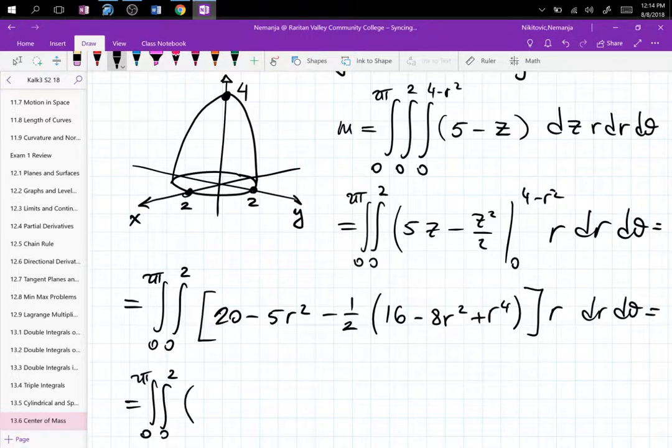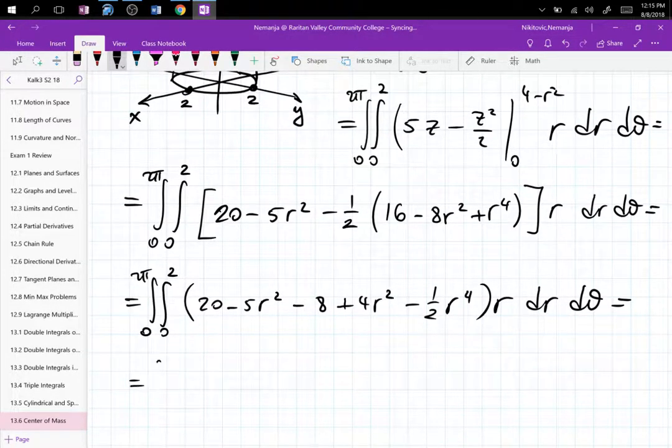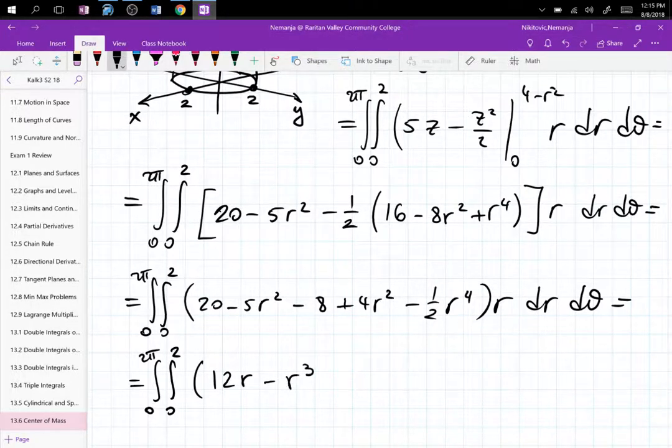All right, so now we simplify this. That's going to be 20 minus 5r squared minus 8 plus 4r squared minus 1 half r to the 4th, and now everything is times r dr d theta. Combine like terms and distribute r. So I have 20 minus 8 is 12, so that's going to be 12r. Then I have 5r squared minus 4r squared, so that's negative r cubed, because you have negative 1 r squared times r. And finally, you have minus 1 half r to the 5th, dr d theta.